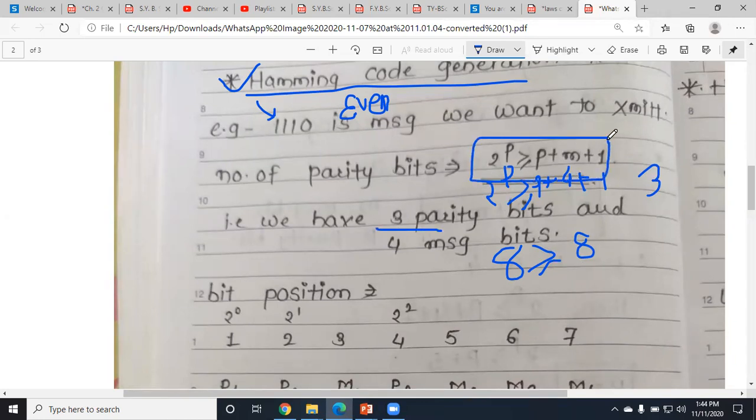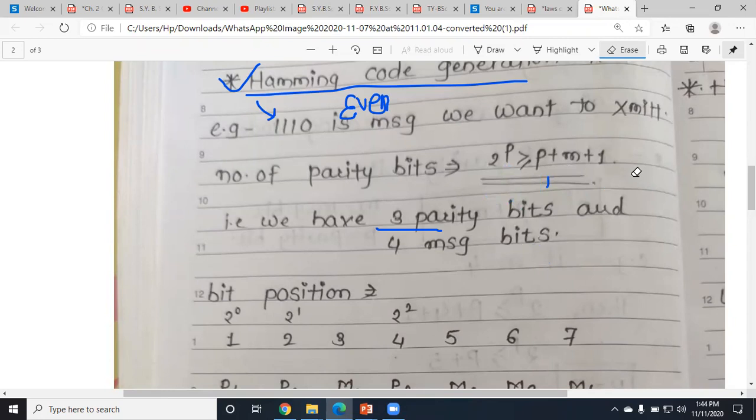We have to satisfy this formula. Okay, when the message bits are given to you, you are already aware of the message signal, then you will be able to calculate the parity bits. Okay, now does everyone understand how to find the number of parity bits? Yes, ma'am. Very good.